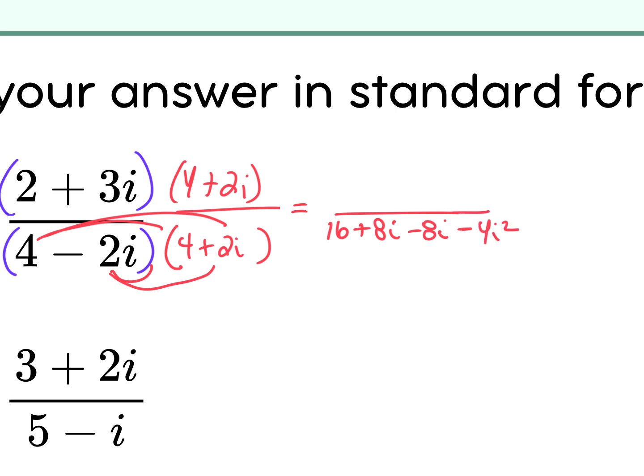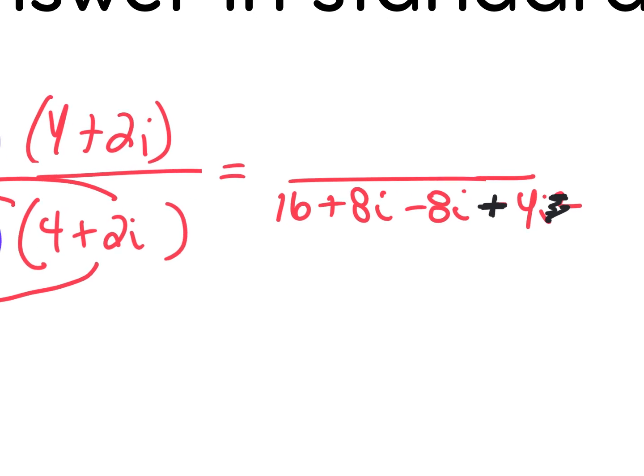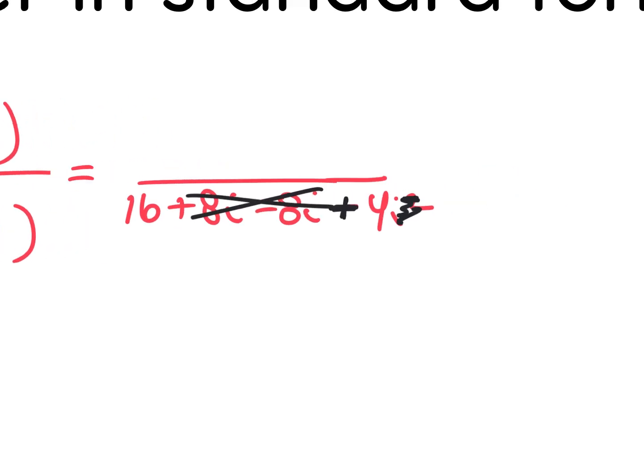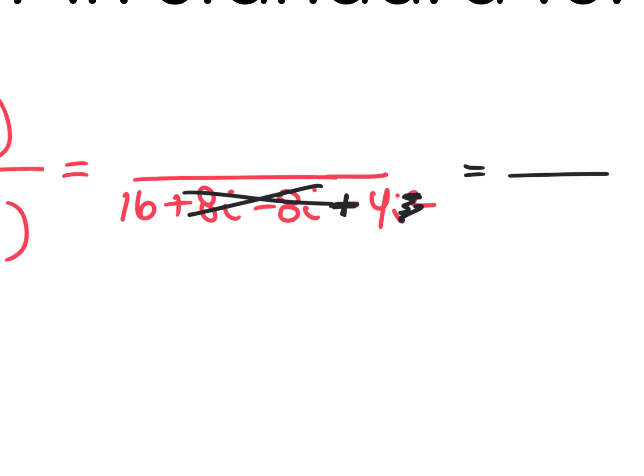Guys, as soon as you see the i squared, what do we do? Cross it off, change the sign. What happens with positive 8i and negative 8i? They cancel, perfect. So now we add the numbers on the bottom, 16 plus 4, 20. We wanted the i's to cancel, and they did, so we know we did it right.